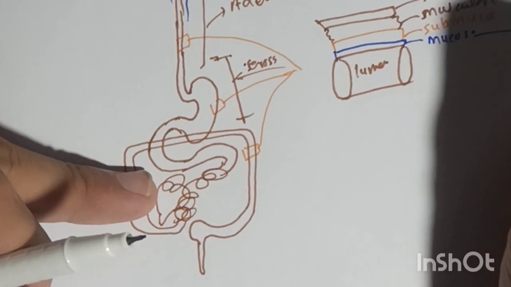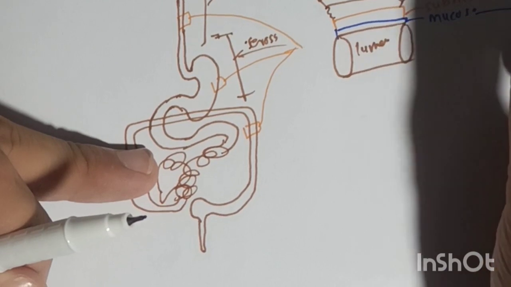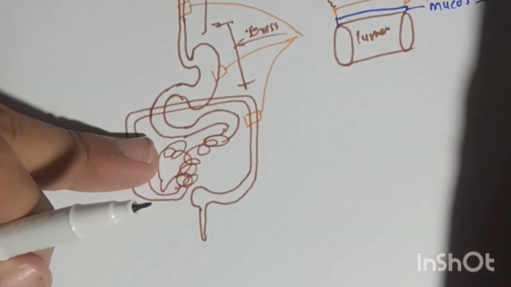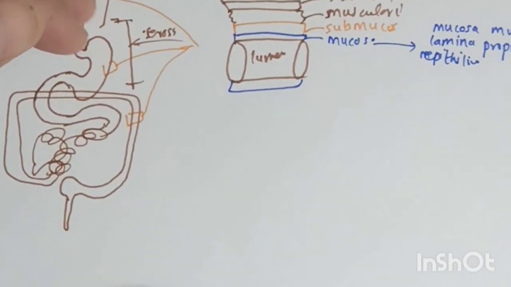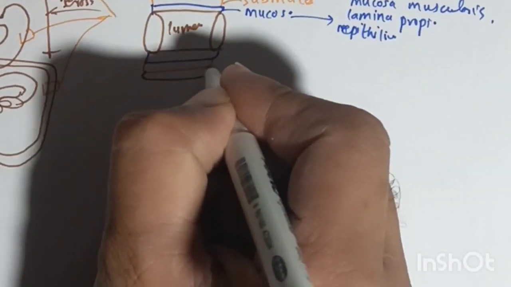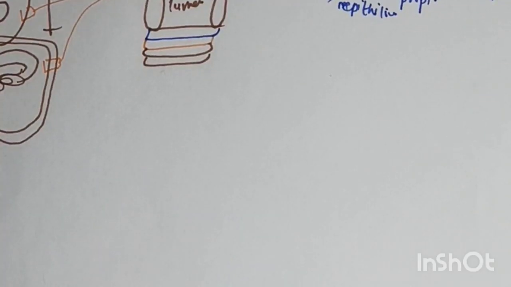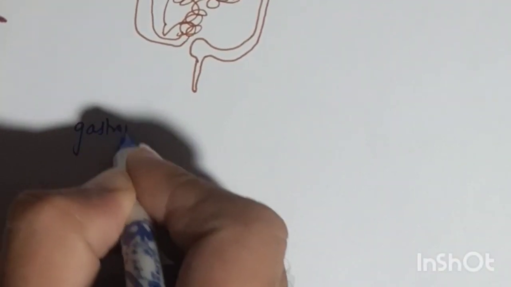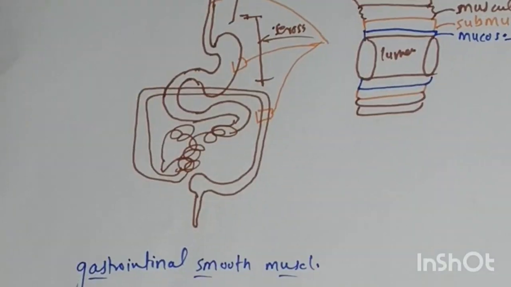Now you can see this is the lumen and the mucosa. The mucosa also has three layers: epithelium, lamina propria, and muscularis mucosa. On both sides surrounding the lumen, these four layers are present. Now let us explain the gastrointestinal smooth muscle.